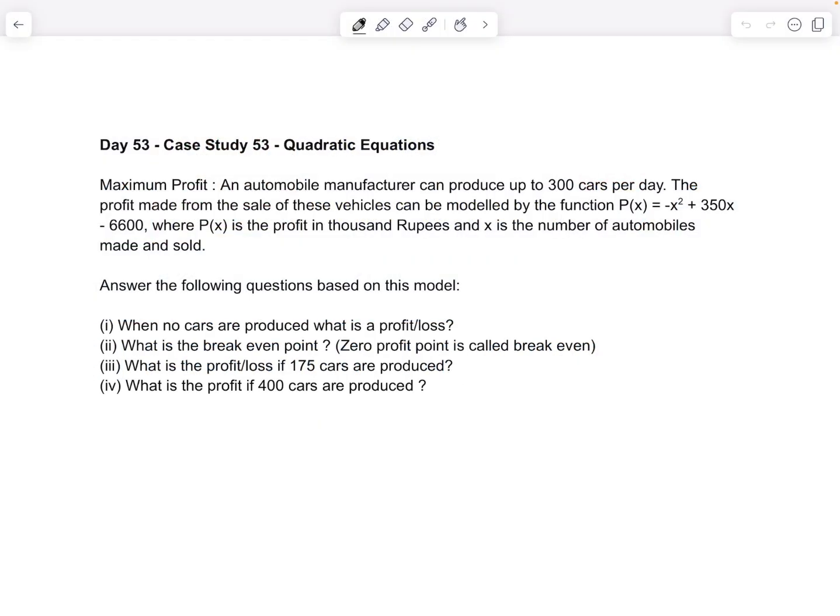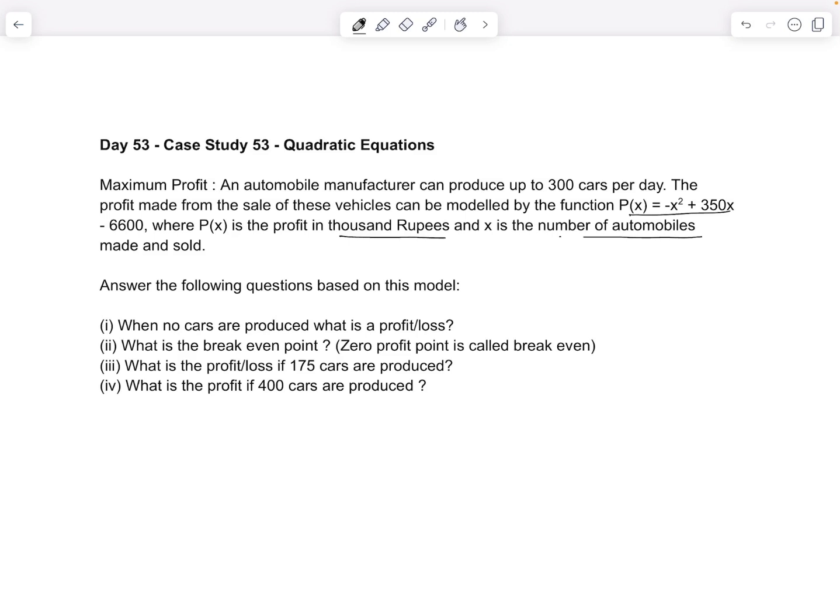The question goes like this. An automobile manufacturer can produce up to 300 cars per day. The profit made from the sale of these vehicles can be modeled by the function P(x) = -x² + 350x - 6600, where P(x) is the profit in 1000 rupees and x is the number of automobiles made and sold. Answer the following questions based on this model.